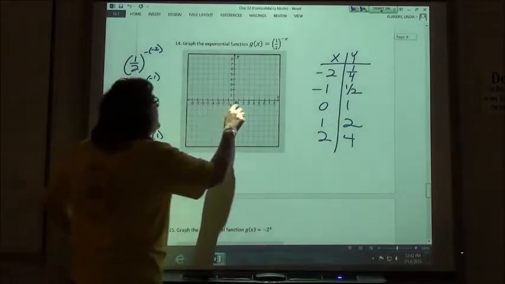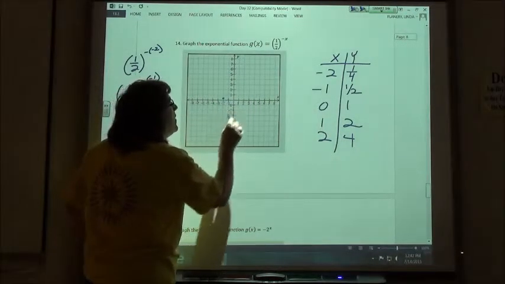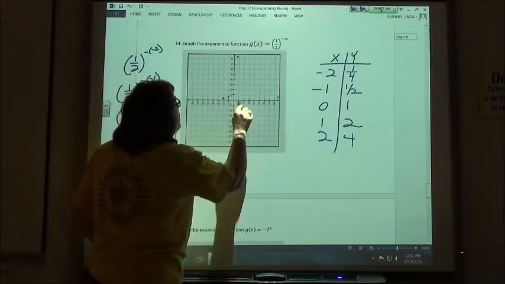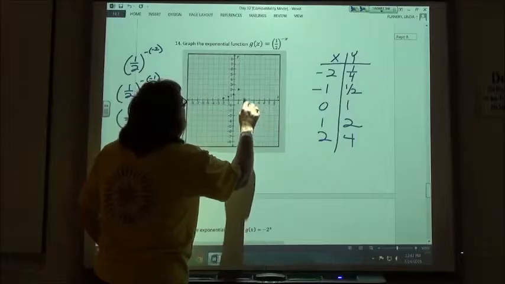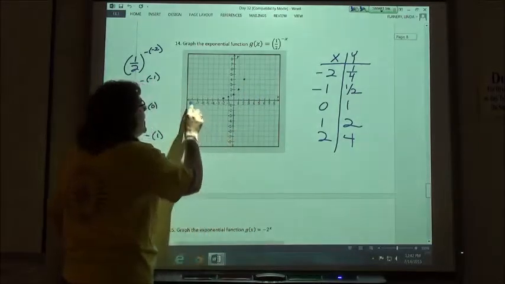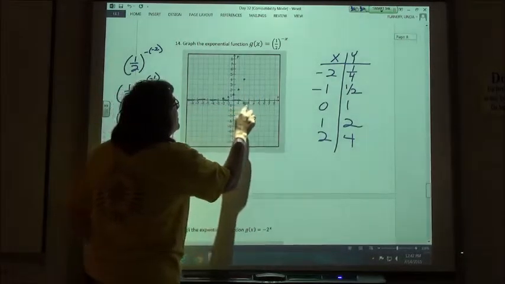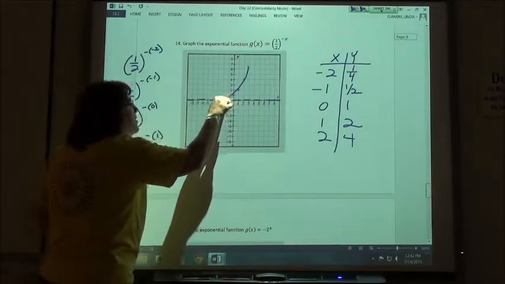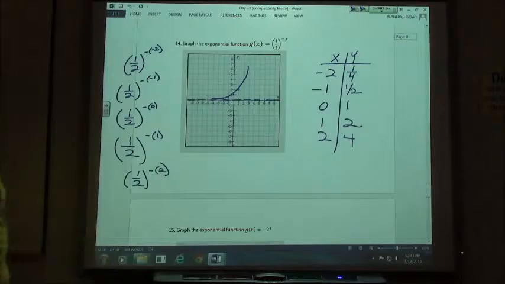So, -2 is up 1/4. -1 is up 1/2, 0 is at 1, 1 is at 2, and 2 is at 4. And again, my asymptote is going to go right along that x-axis, so that when you hit the graph button, it'll look something sort of like that.